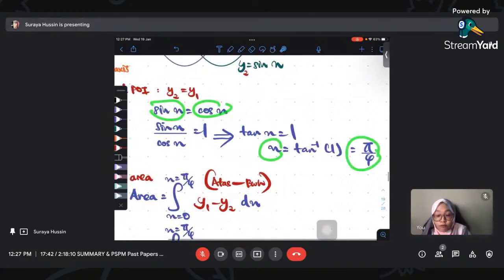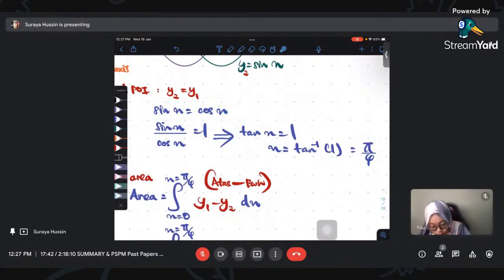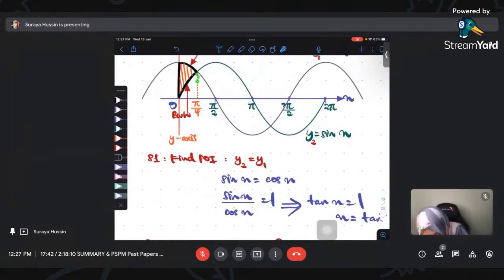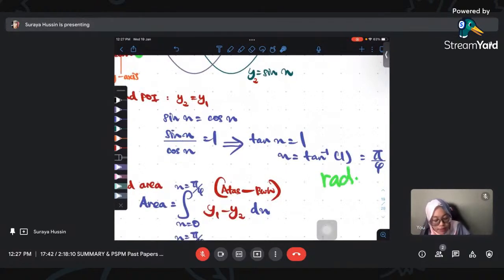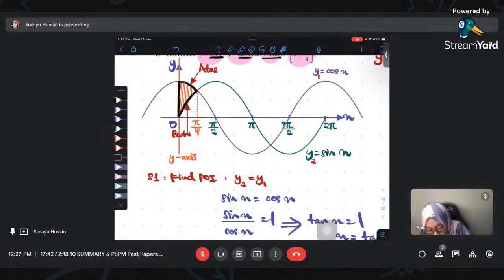You got pi over 4, which is the same. So then you understand, oh, this is the limit for the intersection point at this part. This is the answer: the point that intersects between the two graphs. So you got it already. Make sure they're in radian. In the calculator it must be in radian to get pi. Okay, and so the limit is from 0 until pi over 4.